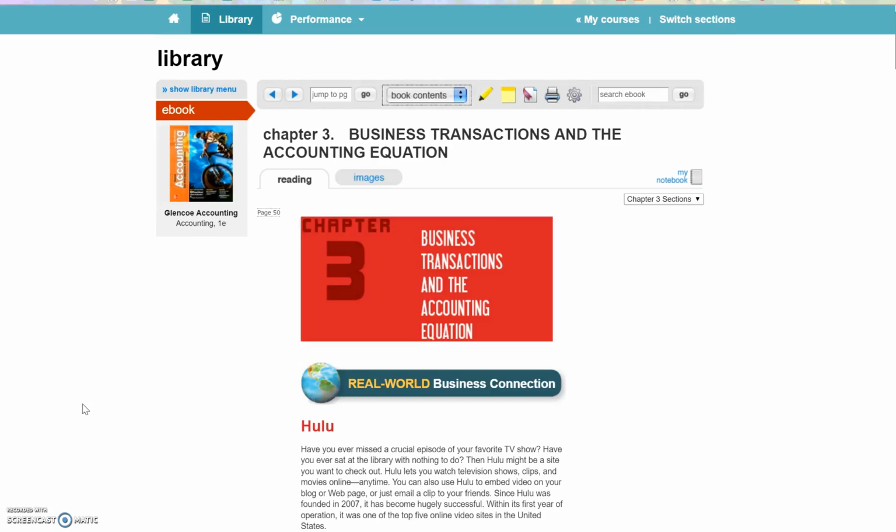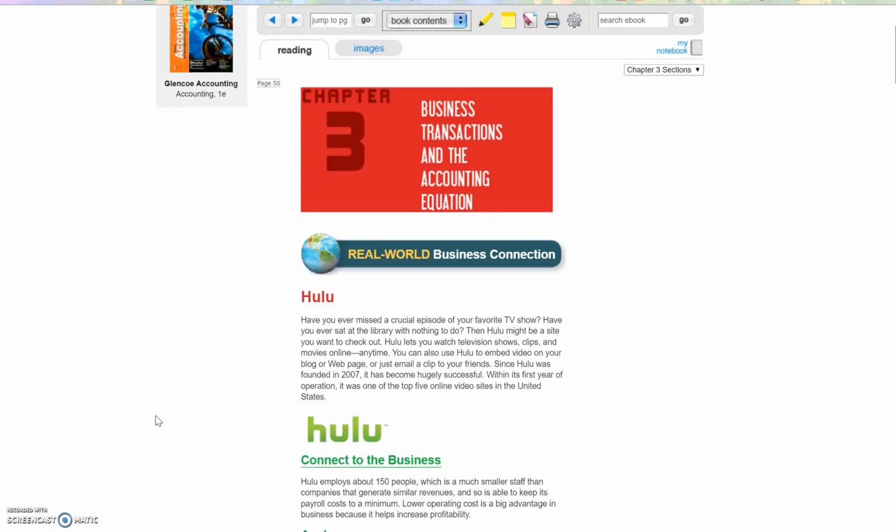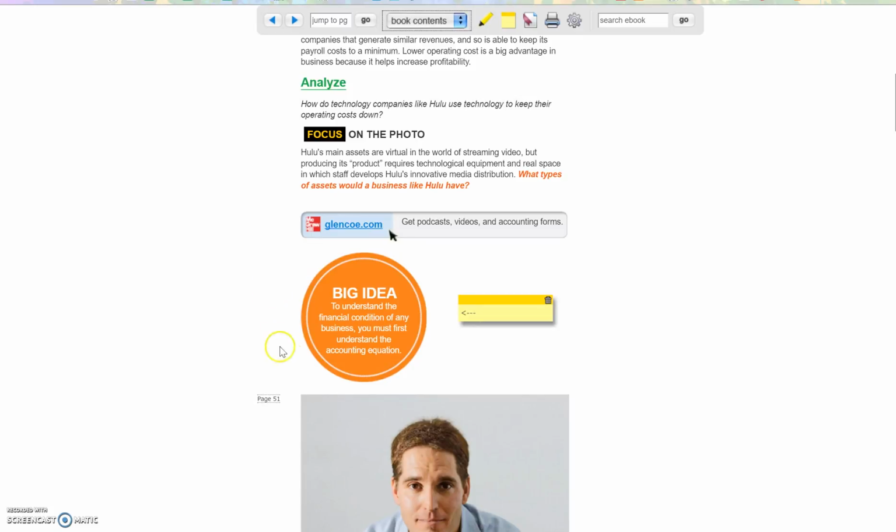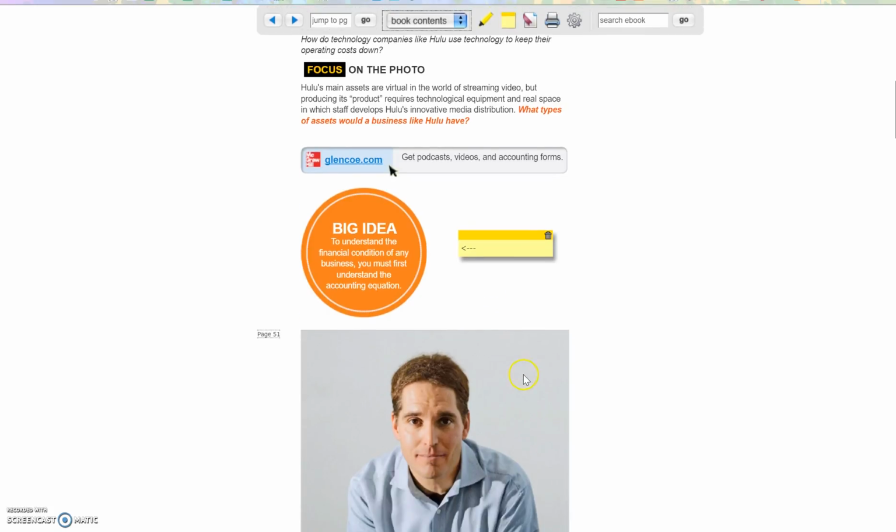One important thing to know about this book is they always have an opening page on a chapter, and what I like about that is there's always a big idea down here. This one is: to understand the financial condition of any business, you need to know the accounting equation. That's where our focus is going to be.